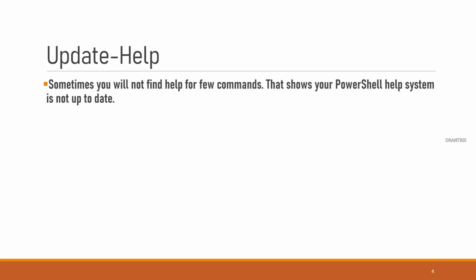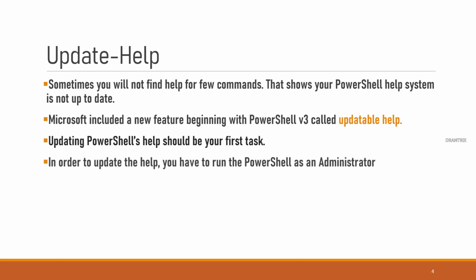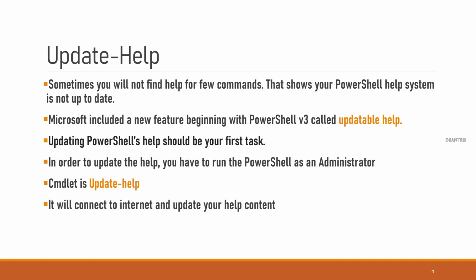Sometimes when you try to use the help system to find a certain command, you will not get it, and that shows your PowerShell help system is not up to date. So Microsoft included a new feature beginning with PowerShell version 3 called updatable help. So updating PowerShell's help should be your first task. In order to update the help, you have to run PowerShell as an admin first. And all you have to do is run this cmdlet called Update-Help. It will connect to the internet and update your help content.